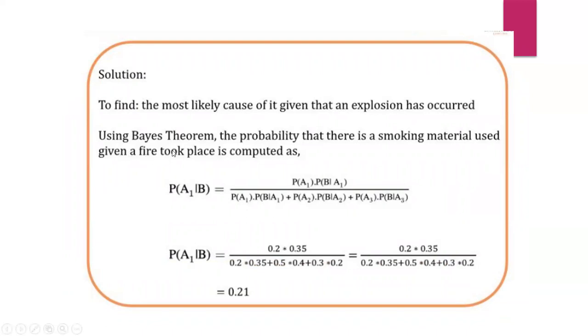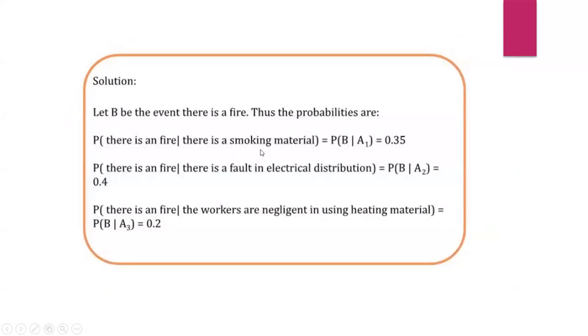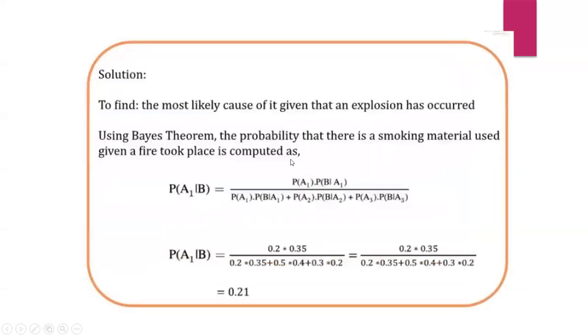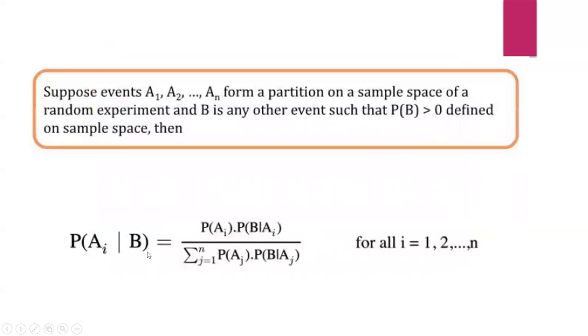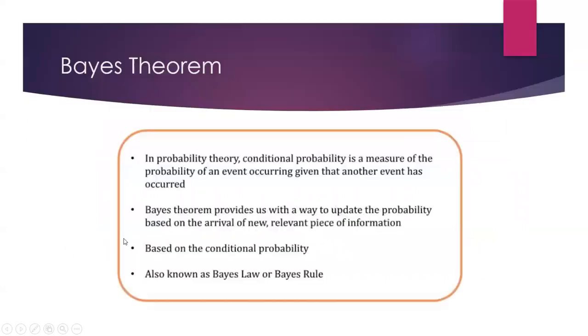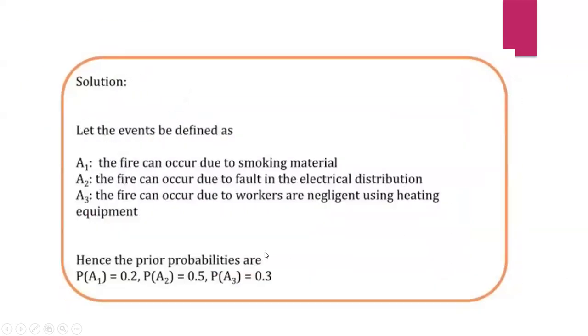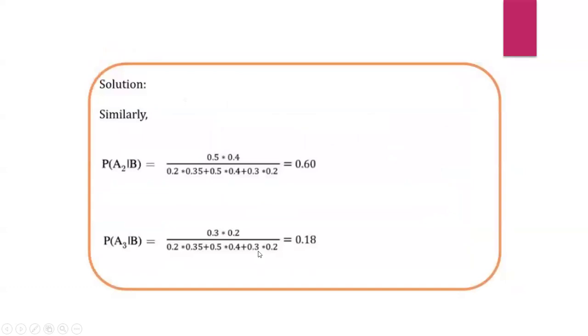So when I use Bayes theorem, the probability that there is a smoking material, probability of A1 given B, right? So that is what we have seen. The probability that there is a fire given there is a smoking material, P of B given A1, is 0.35, right? What are we finding? Probability of A1 given B, correct? Because what are we trying to figure out? This is the part we are trying to figure out, correct? So let us now calculate that.